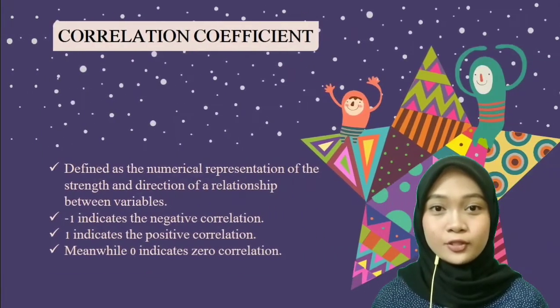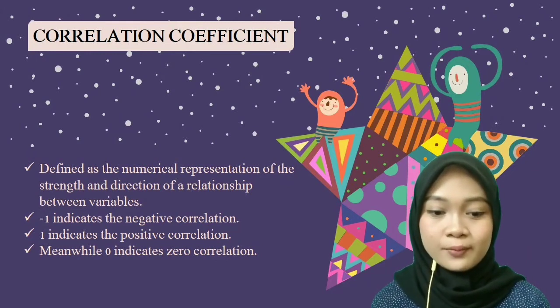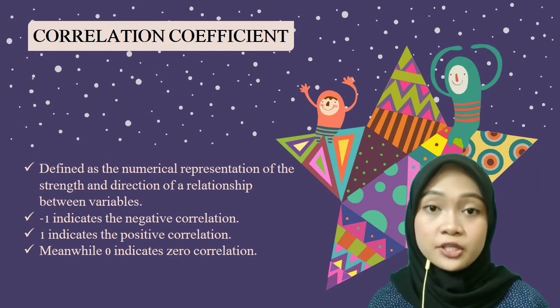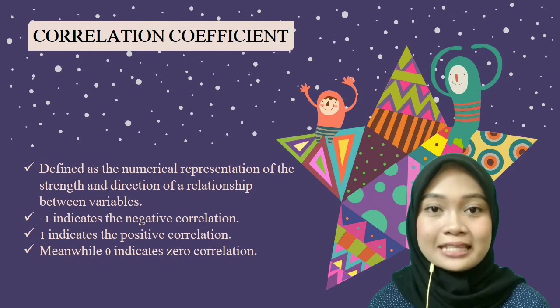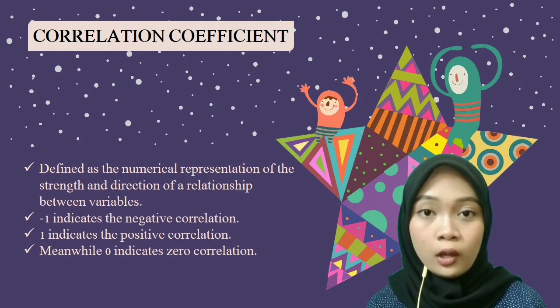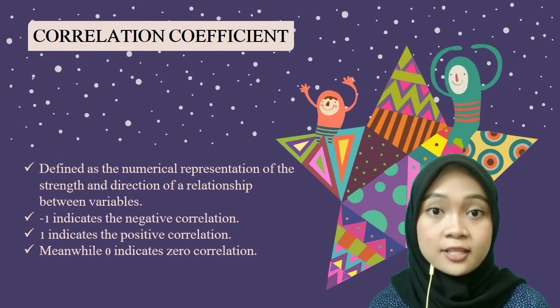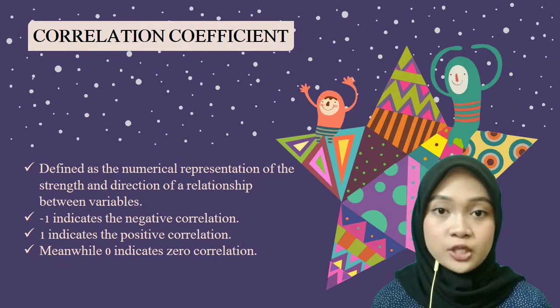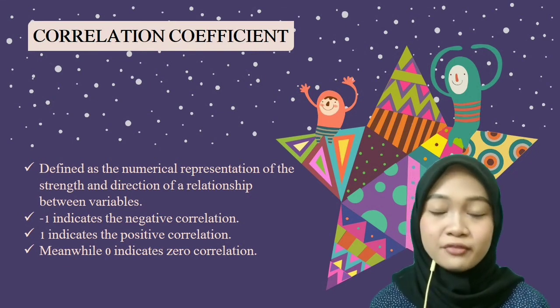Now let's take a look at the correlation coefficient. It can be defined as the numerical representation of the strength and direction of a relationship between variables. Or it can be simplified as the symbol of your research results, okay? The symbol. And it ranges between -1 to +1 and never more than that.